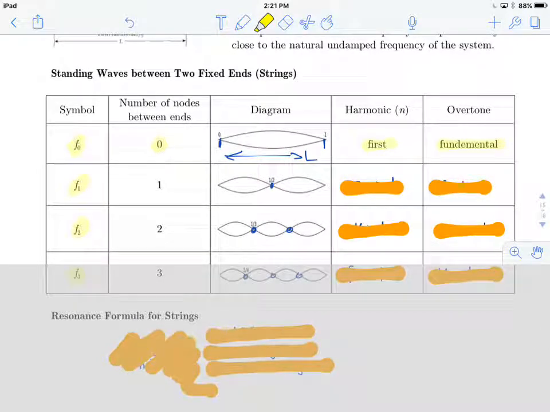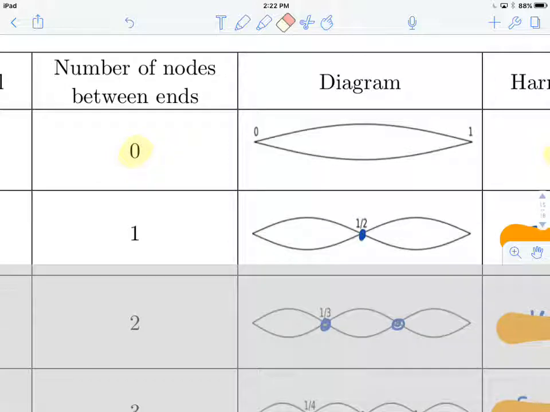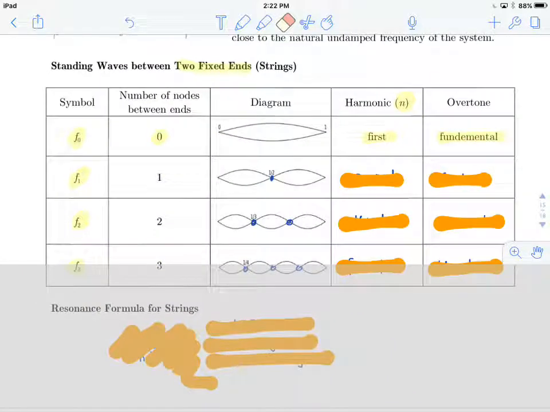So these are standing waves between two fixed ends, which is what a string is. A string is going to be two fixed ends. The first that we see is our symbol f0. This is our first harmonic. Okay, so n would be equal to 1, the fundamental frequency. So here is what the wave pattern looks like. There are no nodes between the ends of the string. Okay, so this is the fundamental frequency in a string.